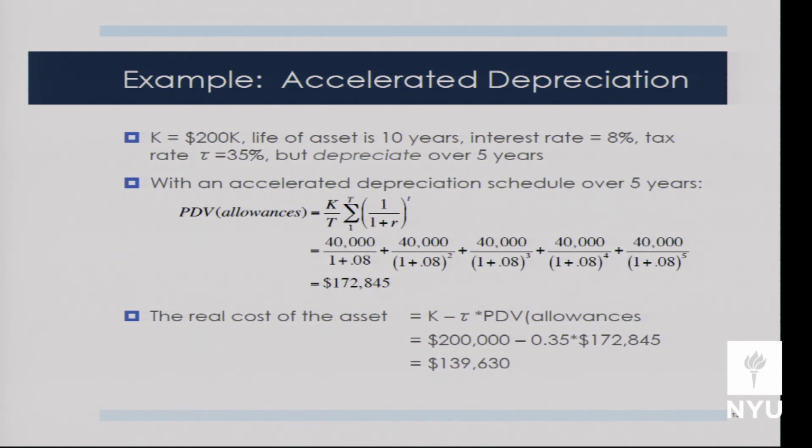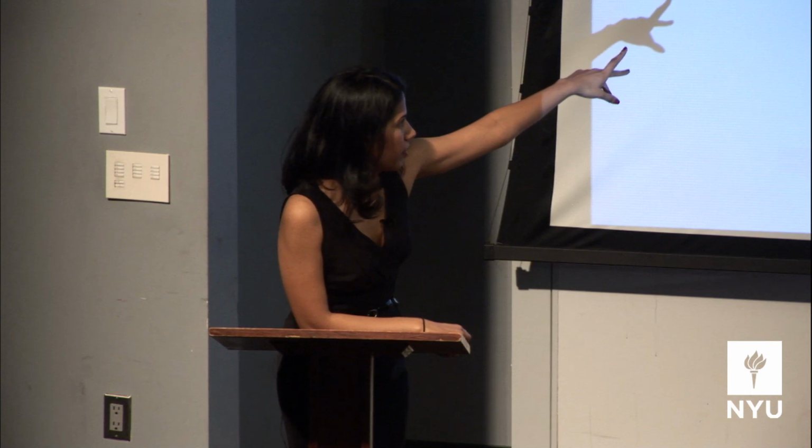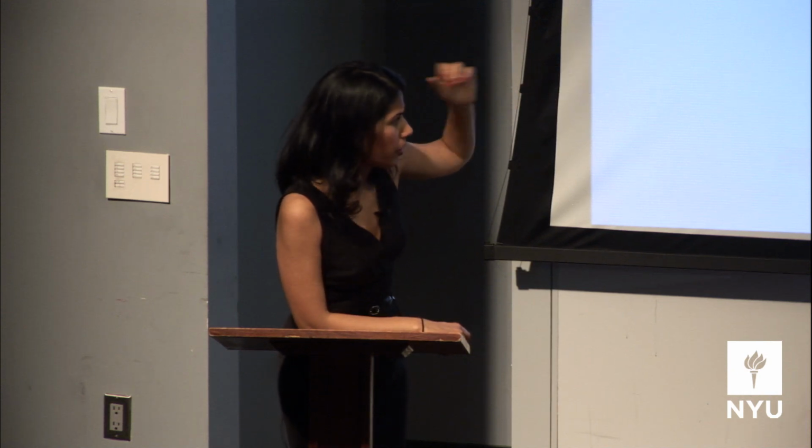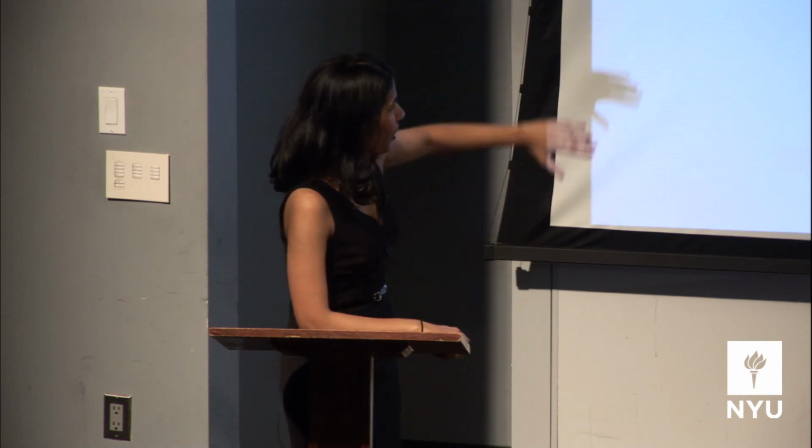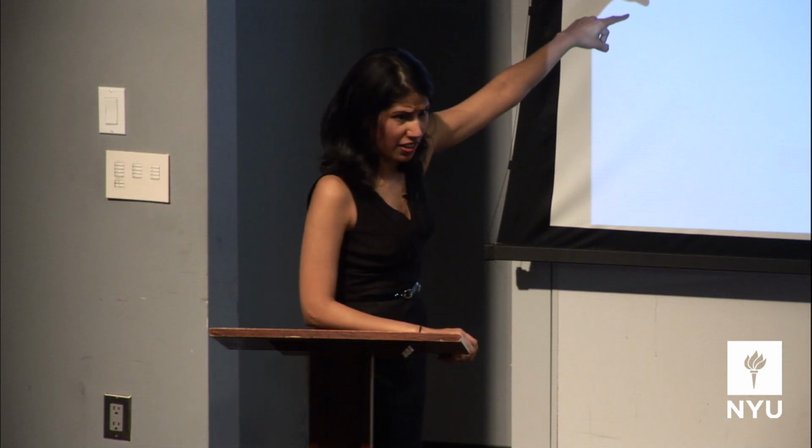Yes, Siobhan? The 139,000, that's what the real cost of the asset is after the tax savings from depreciation allowances. So if you were to ask, what is the actual allowance, you would take the 200,000 minus 139? No, that's not right. Okay, let's go back. The PDV of the allowances is 172.